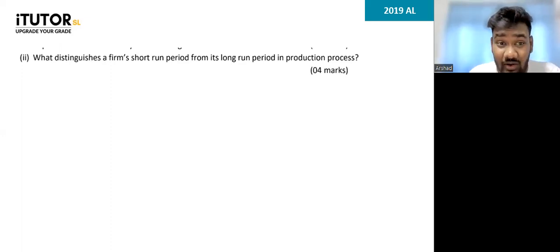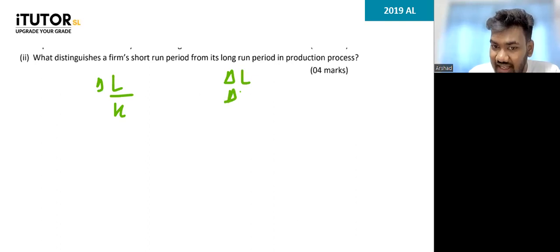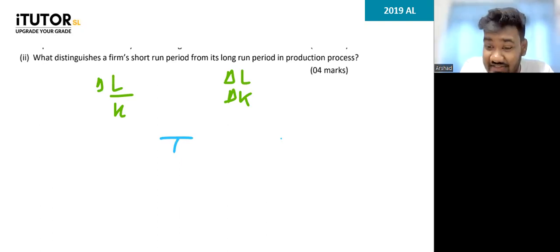If we talk about it now, in the short run, we say labor is variable, labor can change, but capital is fixed. In the long run, we say labor can also be changed, capital can also be changed. My question to you is, what about technology? In the short run, is it fixed or variable? Technology. Okay, in the short run it's fixed. What about in the long run?